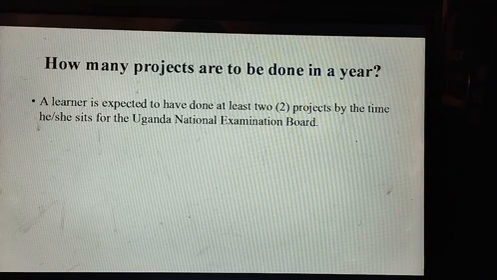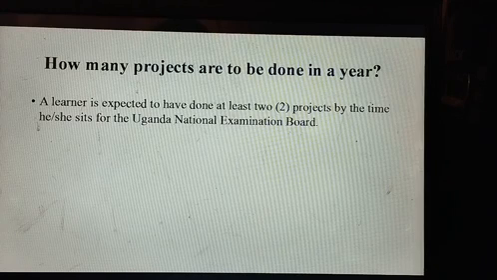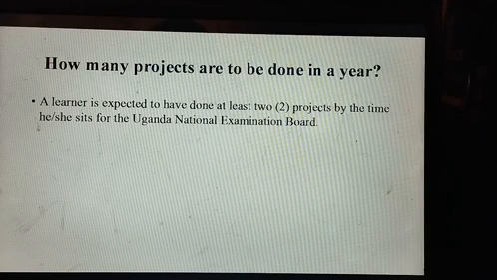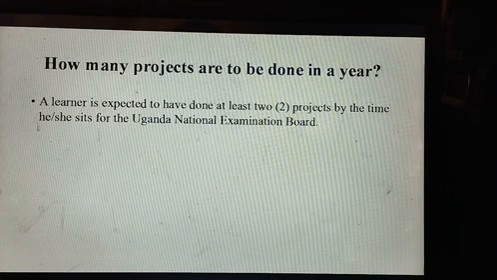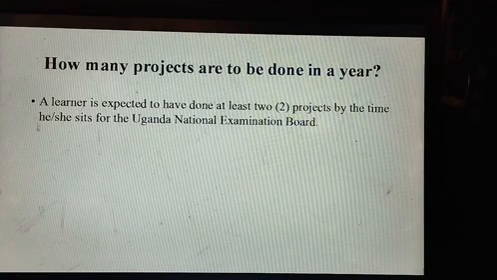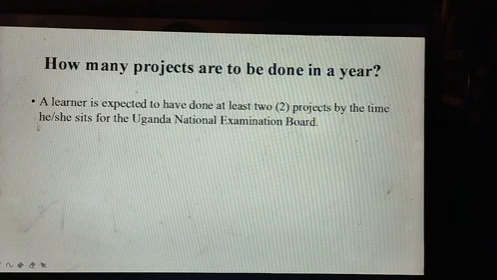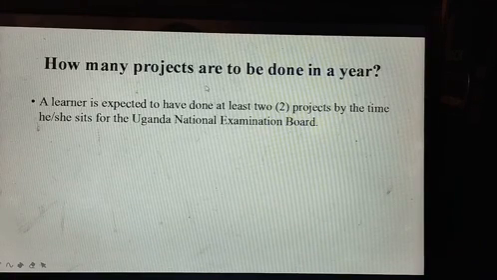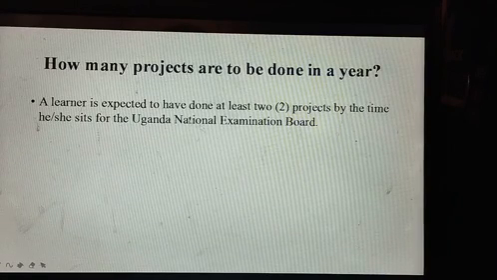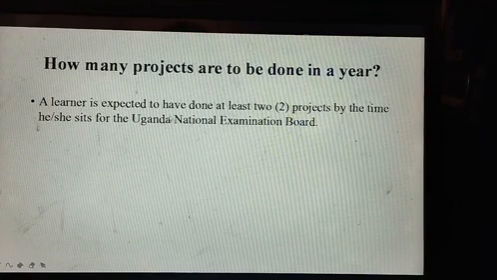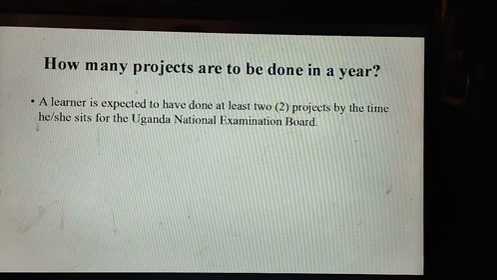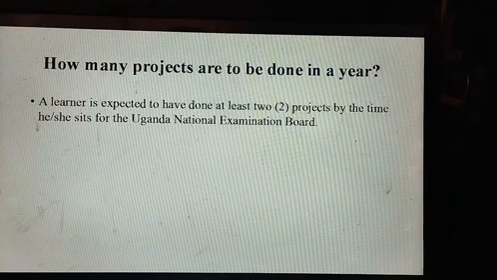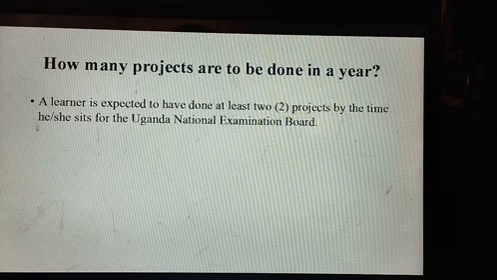18 projects plus the other 3 projects, because in the other 3 subjects, the learner has just done only one project. So 18 plus the 3, that makes a total of 21 projects. In other words, by the end of senior 4 second term, a learner must have done 21 projects.